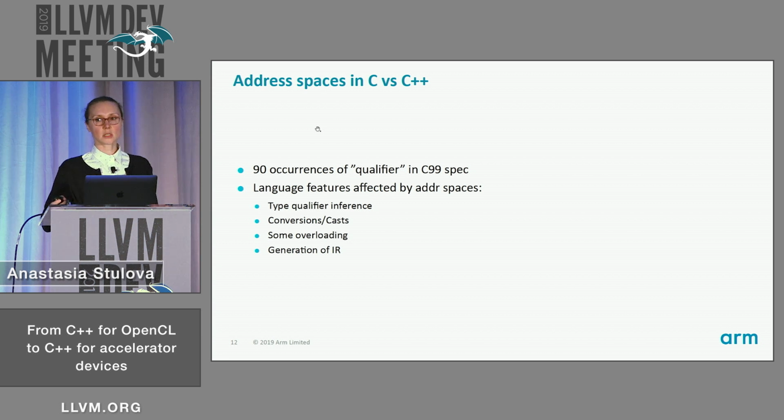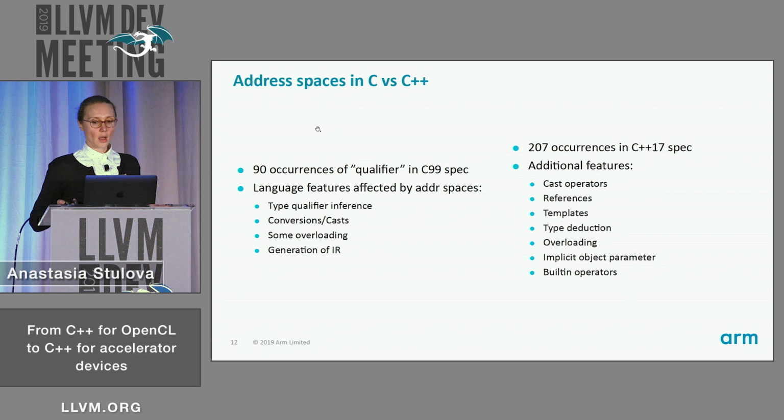Overloading rule, simply because in C we have the overloadable attribute that can be used to overload functions in C, and also generation into IR. There are 207 occurrences of the word qualifier in the C++17 spec, and that says it all for itself. There are a lot more language rules that are interfering with type qualifiers in general. And as for address spaces, we had to look at areas like cast operator, references, templates, type deduction, overloading in general, implicit object parameters, built-in operators, and several other areas as well.